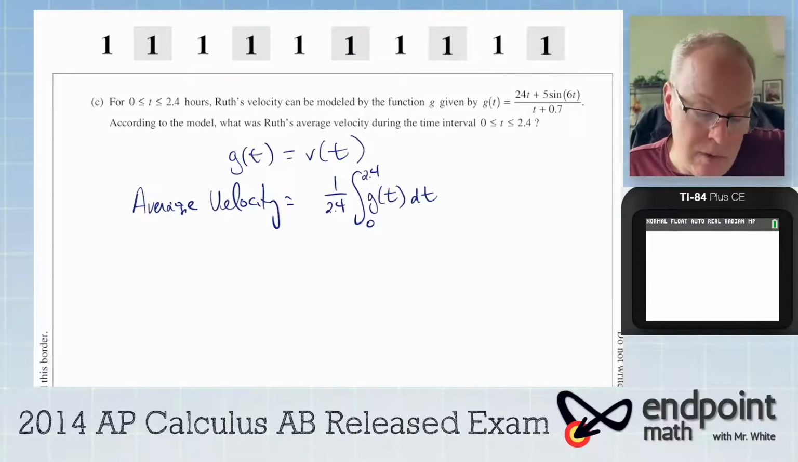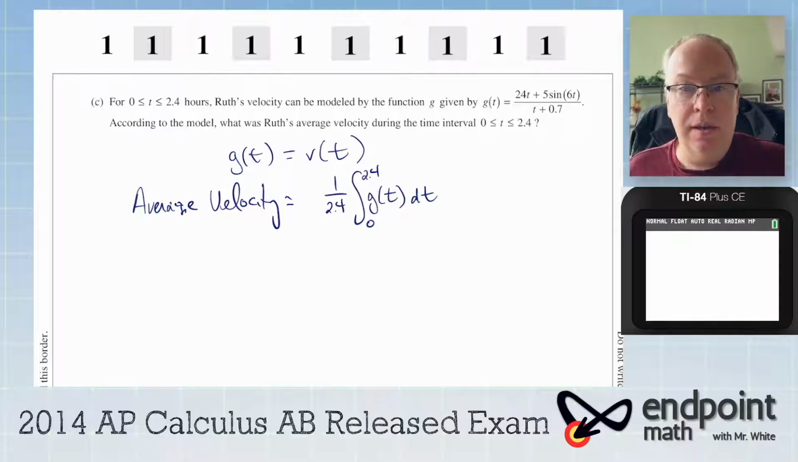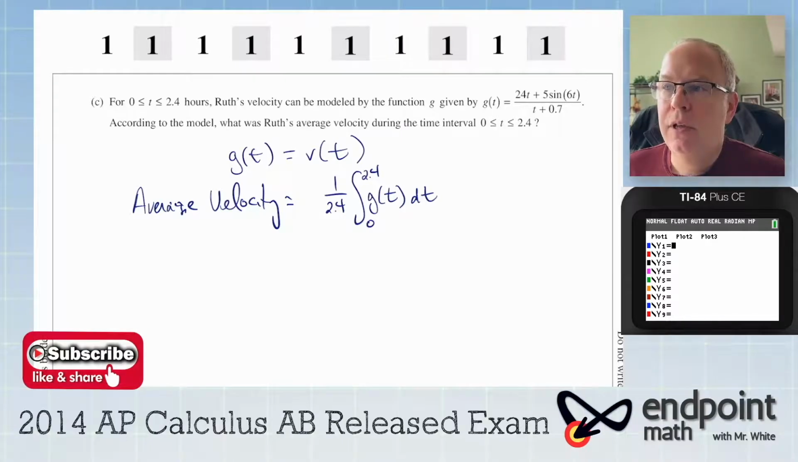Now, I would like to show you a trick in the calculator right now that may come in handy. In fact, I think it will. So we're going to come over here to the calculator and actually type this in under y1. And I know you're wondering, why the heck is he doing this? Do we really care about the graph? And the answer is no, we don't care about the graph. But this might save us some time. In fact, I'm pretty sure it will.